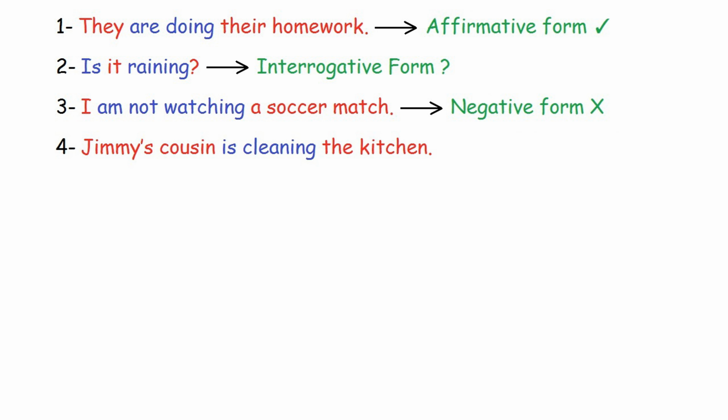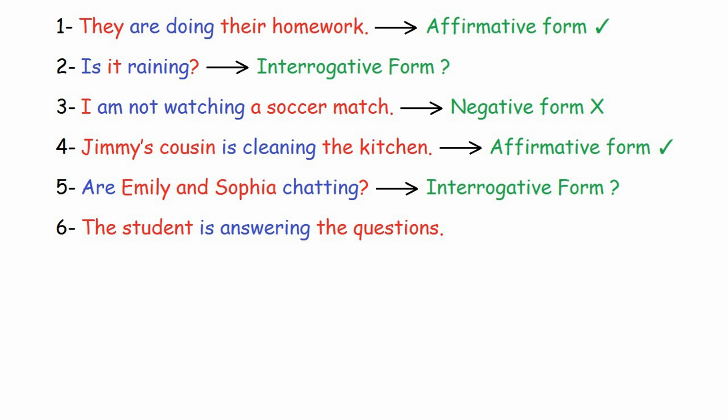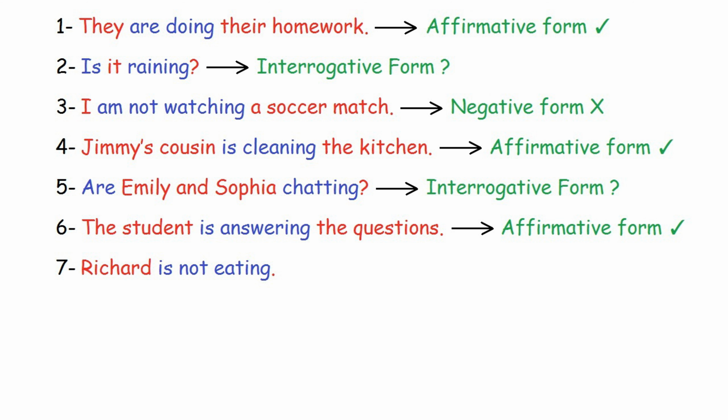Next sentence. Jimmy's cousin is cleaning the kitchen. This sentence is in the affirmative form. Number five. Are Emily and Sophia chatting? This is a question, and all questions are in the interrogative form. Number six. The student is answering the questions. This sentence is in the affirmative form. Number seven. Richard is not eating. Negative form.